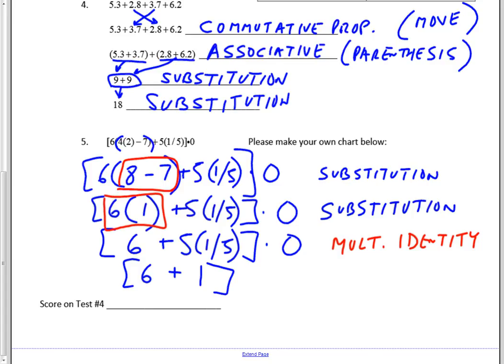If you do all of this, 5 times 1 over 5, you will get a 1. What do we call that? Take a look at your sheets. What do we call it when you have a flipped version of one thing and you multiply it together and you get a 1? We have a 5, and then we have the reciprocal, which is 1 over 5. What's that called when you multiply those together?